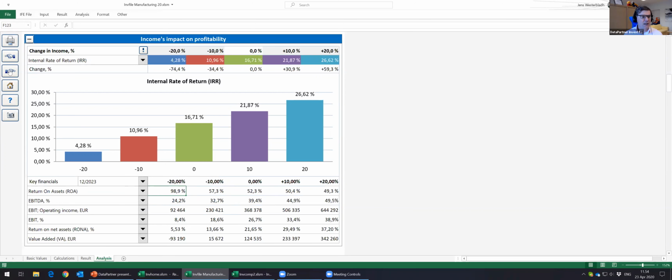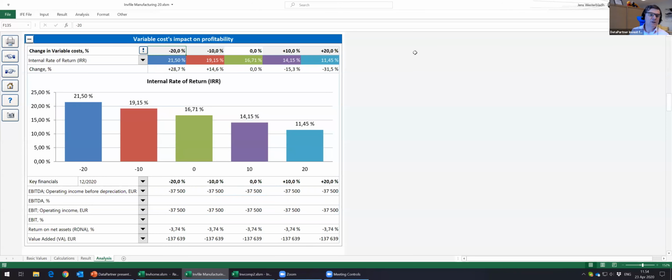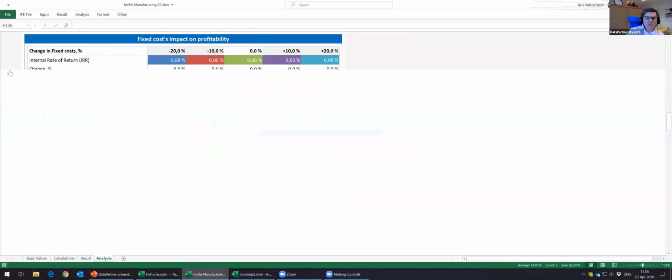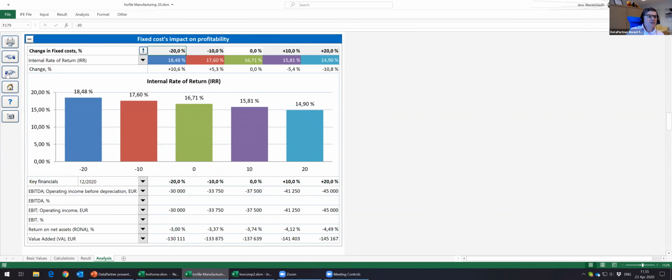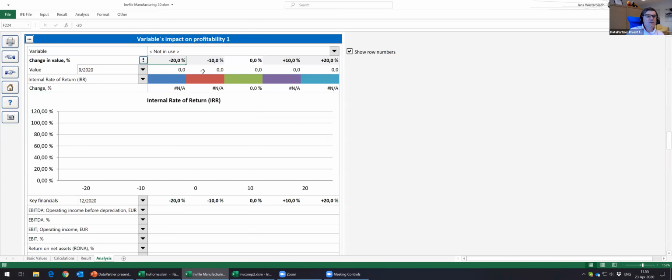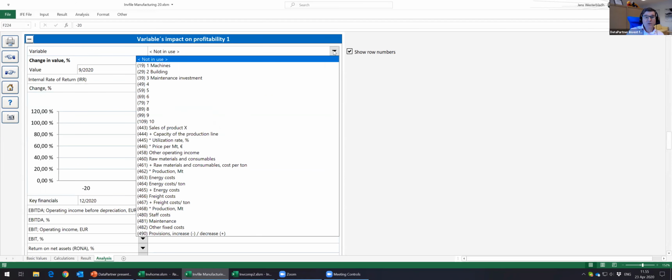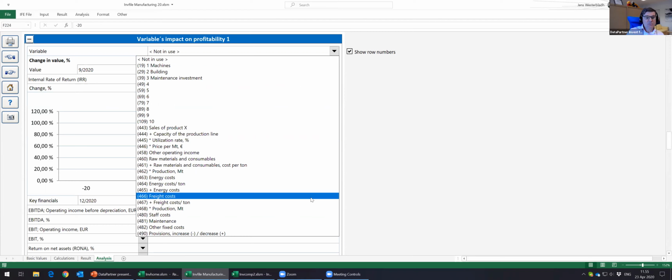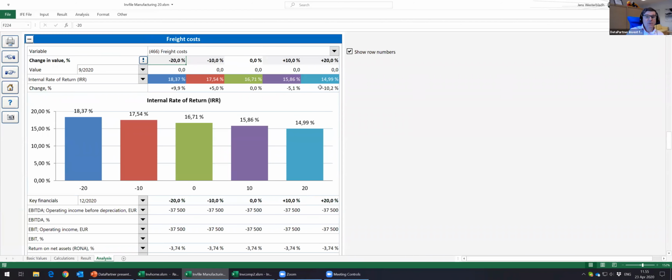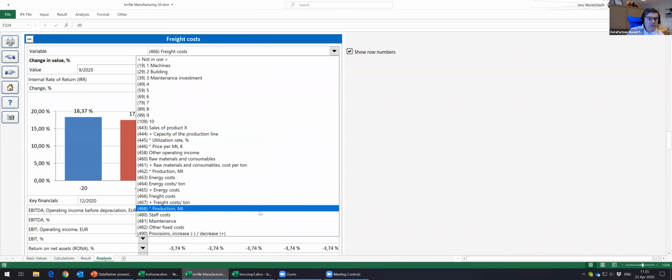The next analysis is the variable costs. What if they are 10% higher, 20% higher? How does it impact IRR or payback or whatever? Then following one is fixed costs, how they impact. Then there is chosen variable. So now I can choose any item. If I just want to see at freight costs, I can choose even freight cost per ton.